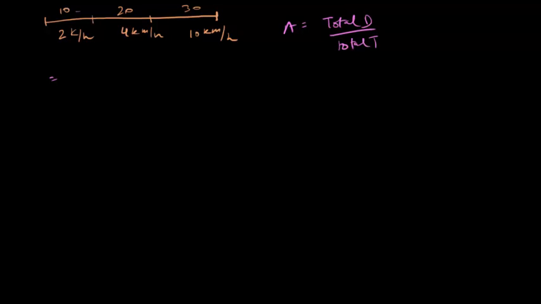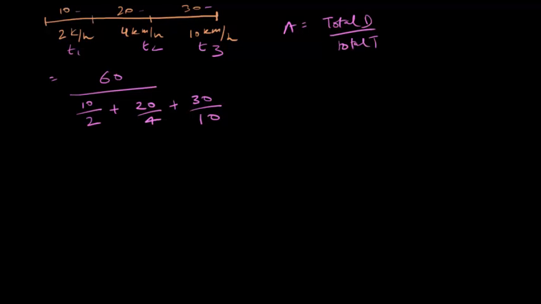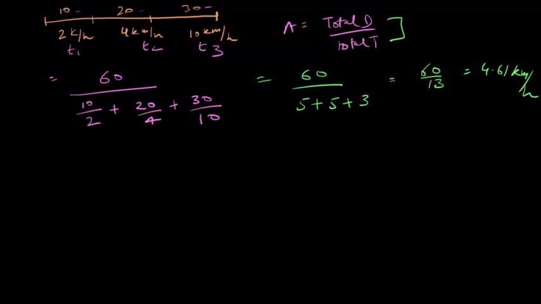So very simple, my average speed is equal to total distance by total time, which is equal to total distance 10 plus 20 plus 30, which is equal to 60, divided by total time taken, which is 10 by 2 will be time t1, t2 will be 20 by 4 plus 30 by 10, which is equal to 60 by 5 plus 5 plus 3, which is equal to 60 by 13, which is equal to 4.61 kilometers per hour. So you see there's basically no difference. All you need to do is apply this formula and you'll be able to find the answer.